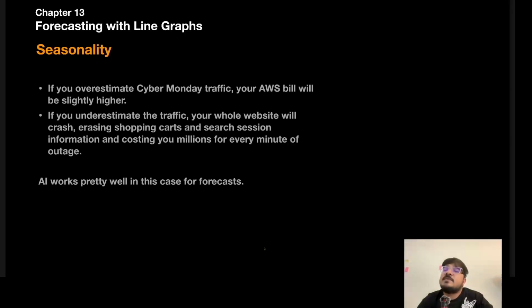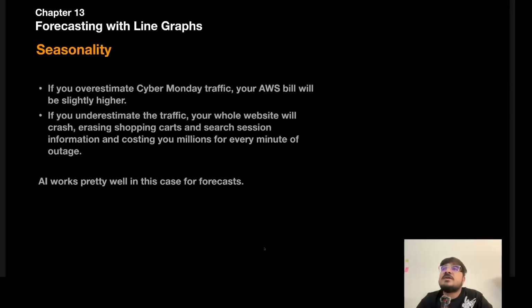If you overestimate Cyber Monday traffic, your AWS bill will be slightly higher. You thought this many visitors would come, but far fewer visitors came. So you are basically overestimating your prediction, and you are getting a slightly higher AWS bill because you have purchased that much bandwidth at that particular moment.